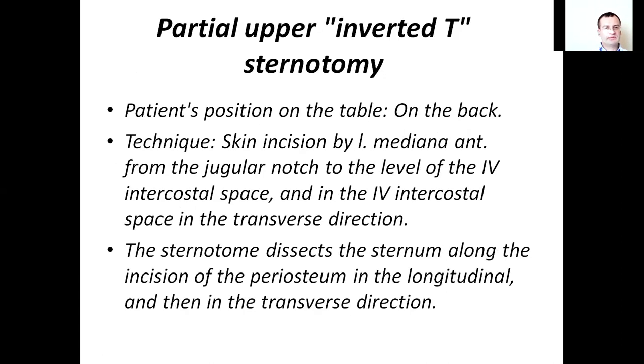Partial upper inverted T sternotomy. Patient's position on the table: on the back. Technique: skin incision left of the median anterior line from the jugular notch to the level of the fourth intercostal space, and in the fourth intercostal space in the transverse direction. The sternotomy dissects the sternum along the incisions of the periosteum in the longitudinal and then in the transverse direction.